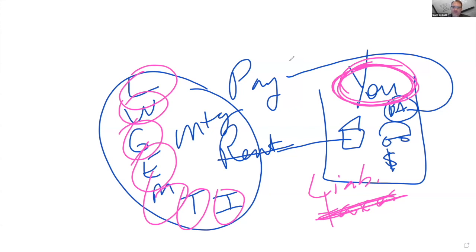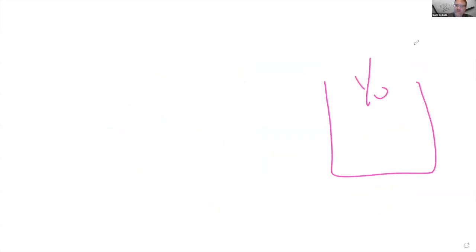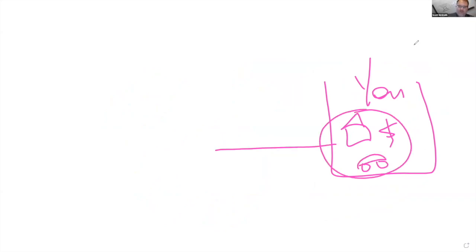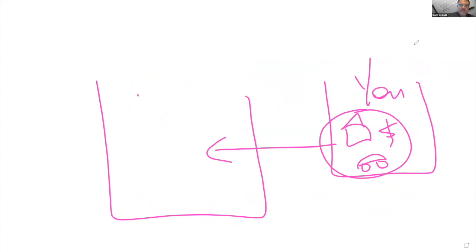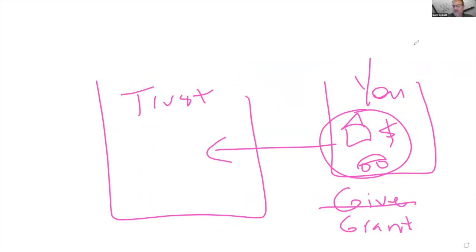What I want you to see is how this works. Here's you, and here's your house. Here's your money. Here's your car. Step number one, what do we do? We sell everything to a trust. Notice, we do not give it to the trust. We do not grant it to the trust. Giving is granting, granting is giving. We don't give or grant anything to the trust.